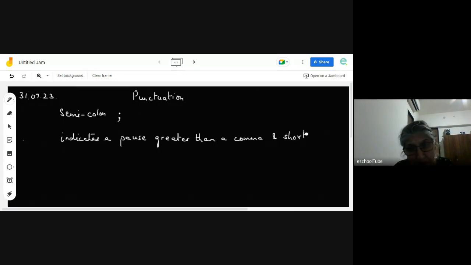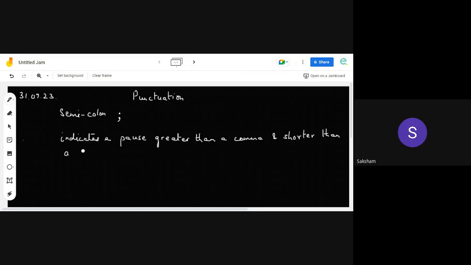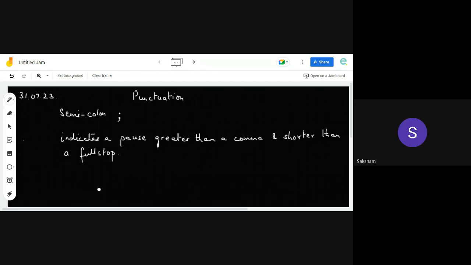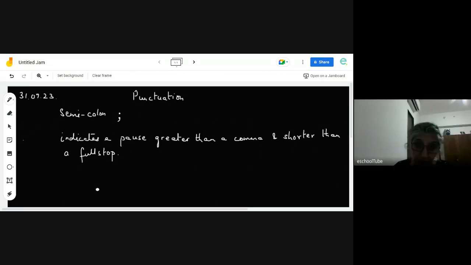But where can we use it? Can you give me an example, beta? Ma'am, can I have 2 minutes? I can make an example. Okay. Anybody else wants to give me an example of using it? So this is the first way of using a semicolon. What is the condition for that?